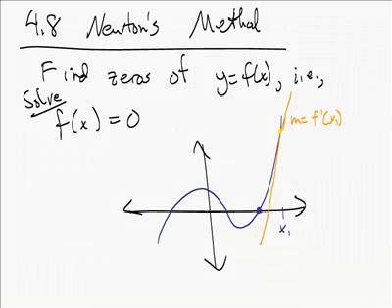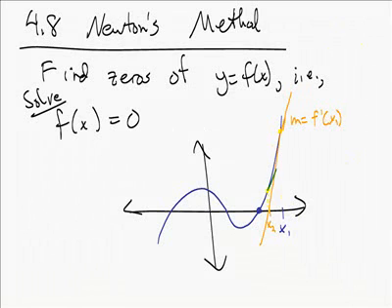Once I know the equation of that line, I can find where the line intercepts the x-axis. I'm going to call that point x sub 2. Once I have that point, I trace it either up or down, depending on where my function is, to the function. I'm at that point on my function.